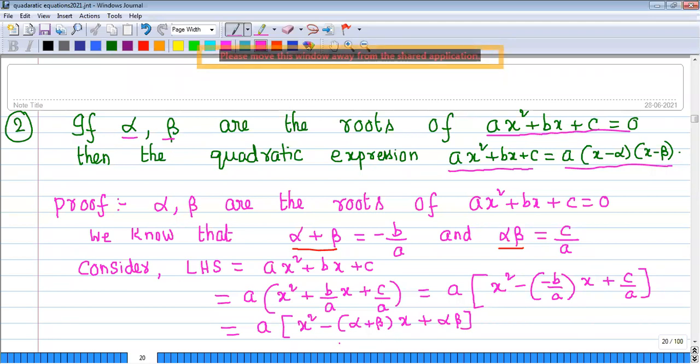Next, now just open this bracket and find the factors so that you will get this step. Till then, just note it down. Completed, sir. Very good. Just open the bracket.